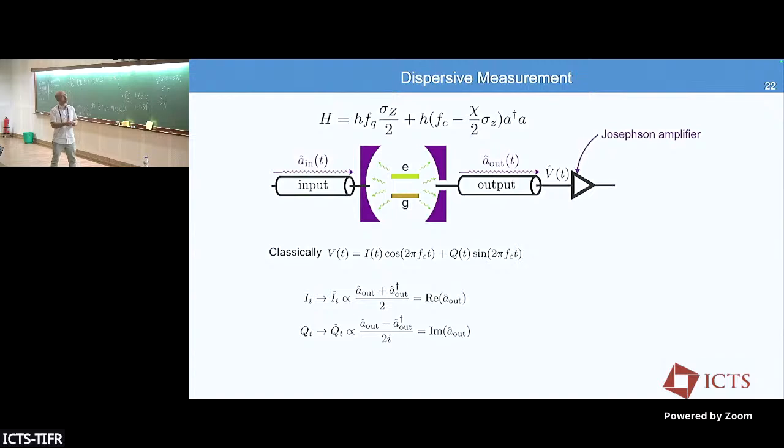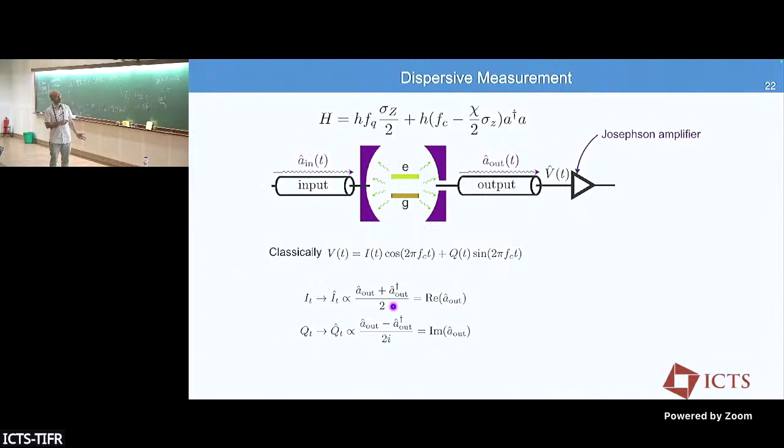And if we look at the voltage that we measure, if we treat it classically, it will be a sine function, which we can decompose in two quadratures, I and Q, the cosine and the sine components.